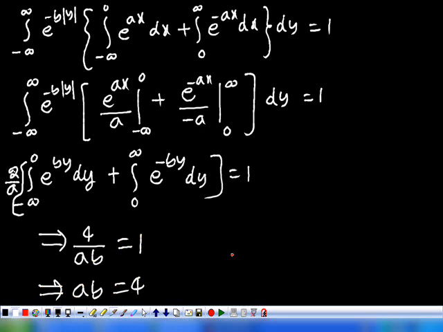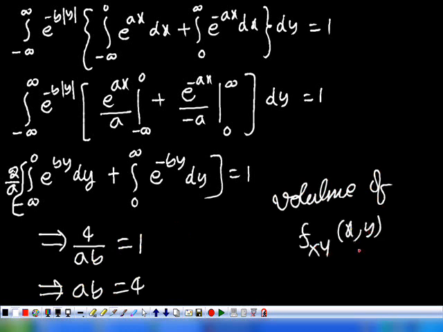Understood? Here we used the property that the volume of this fxy of x comma y is unity. So that is the important property of the joint PDF. See, all the properties and all the concepts that we studied in the case of one random variable are extended to two random variables. Okay. So there the area under the probability density function is equivalent to 1. Here the volume, because it is a function of x, y. So that's why we are evaluating the volume.